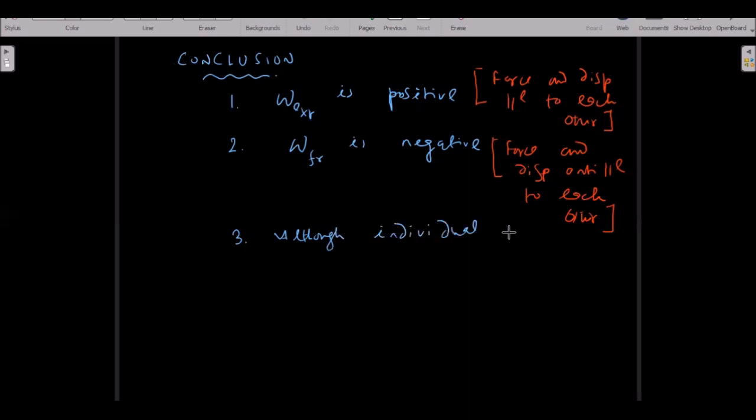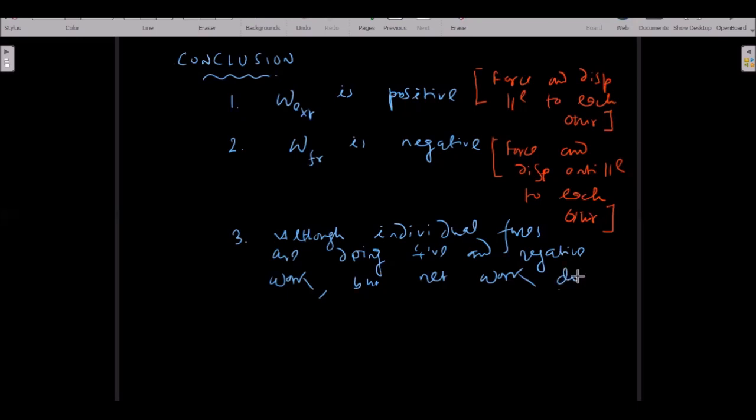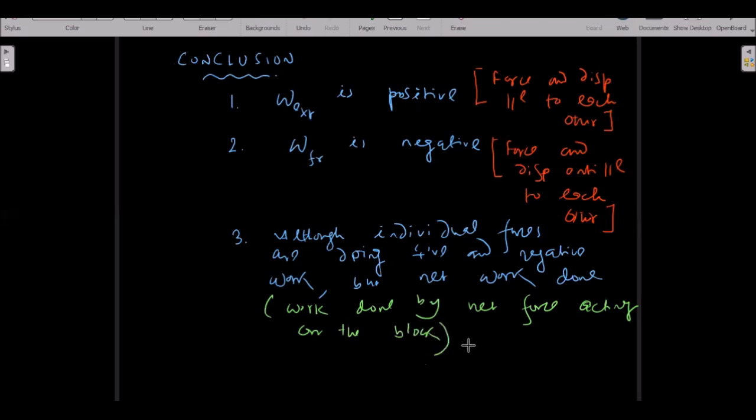Third point, although individual forces are doing positive and negative work, but net work done, in the sense, what I'm trying to say, work done by net force acting on the block, but the net work done is coming positive. Okay, now fine, clear.